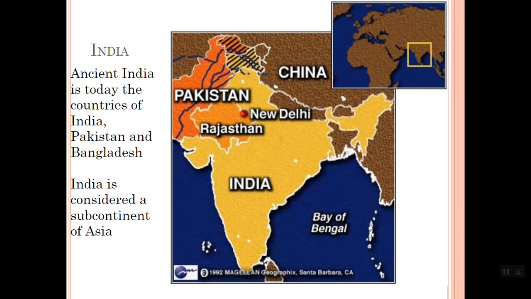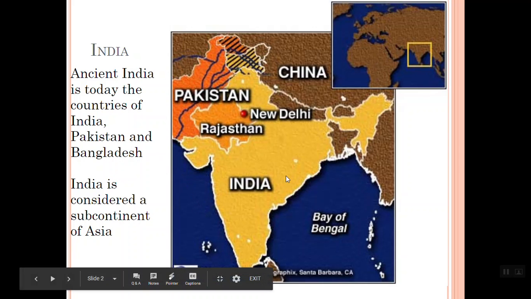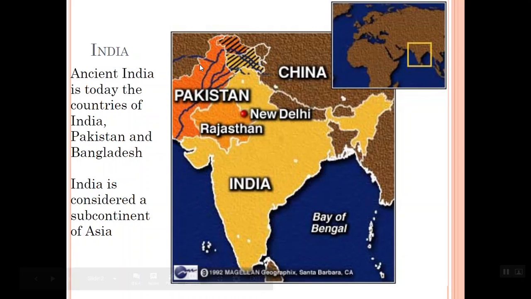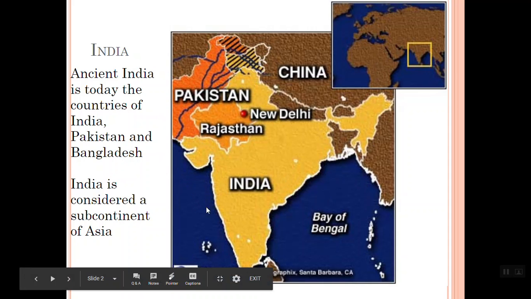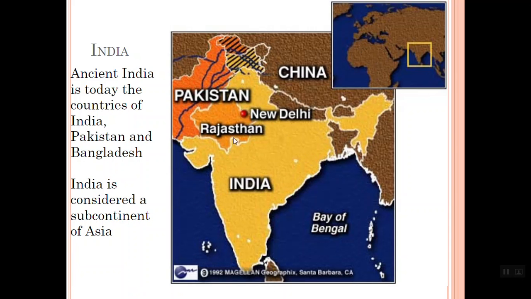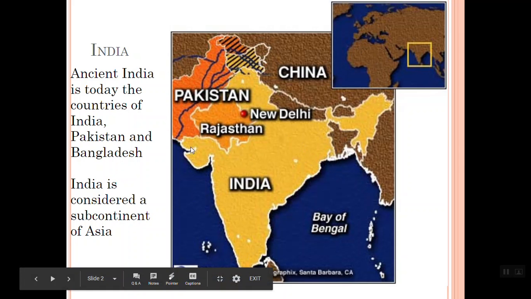India is considered a subcontinent of Asia. That is an area of land that's surrounded on three sides by water, but the peninsula itself is very, very large. It's not like the state of Florida. The state of Florida is much, much smaller than the subcontinent. That's why they call it a subcontinent of India.